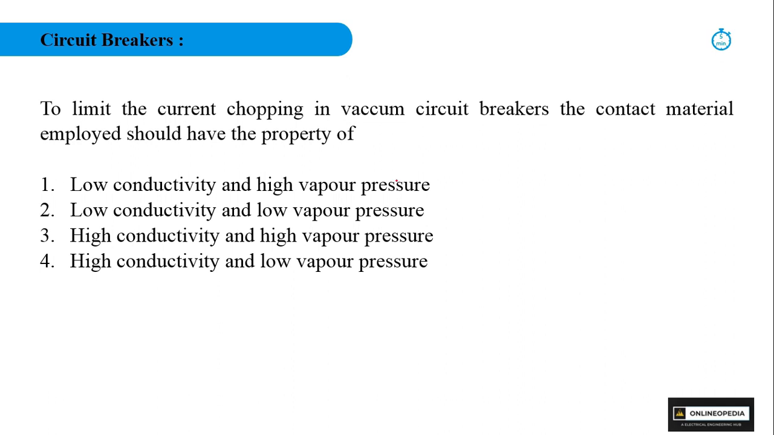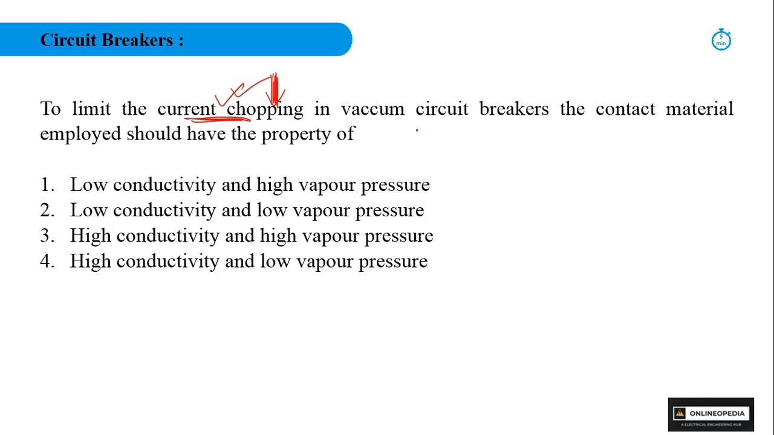Next question: to limit the current chopping in a vacuum circuit breaker, the contact material employed should have the property of. What is current chopping? As I told you, when a circuit breaker interrupts a low inductive current, that is current to a shunt reactor or magnetizing current of a power transformer, the current falls to zero before natural current zero. This phenomenon is called current chopping.